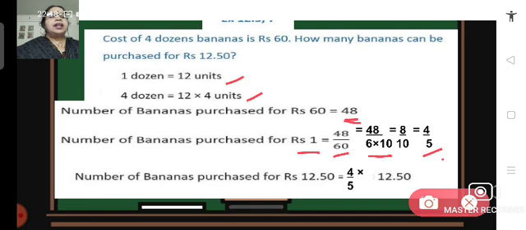So the number of bananas purchased for rupees 12.50 will be 4 upon 5 multiplied by 12.50.